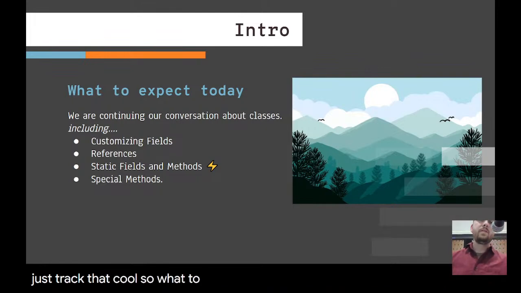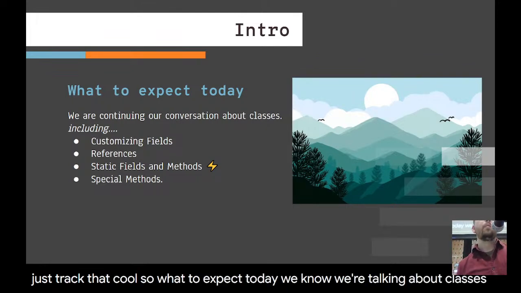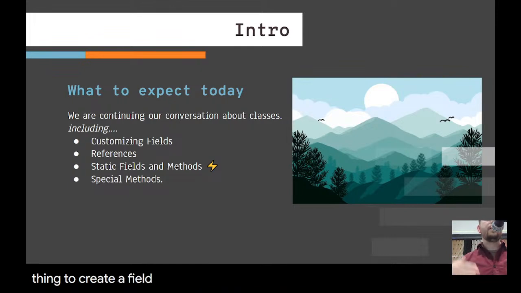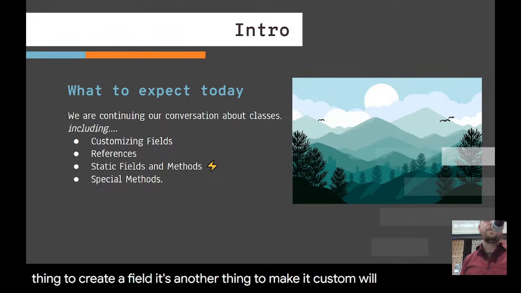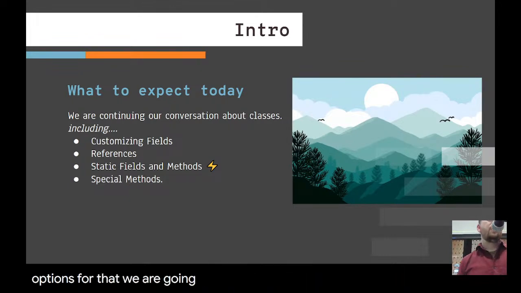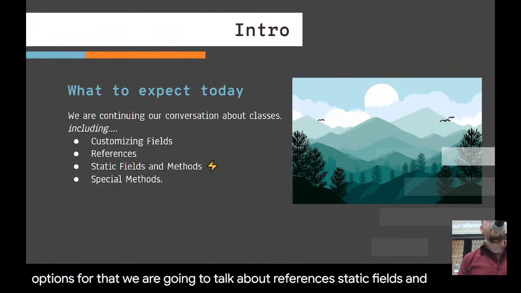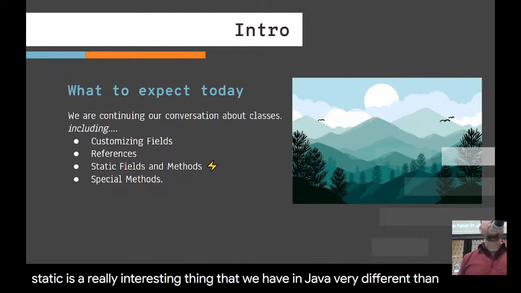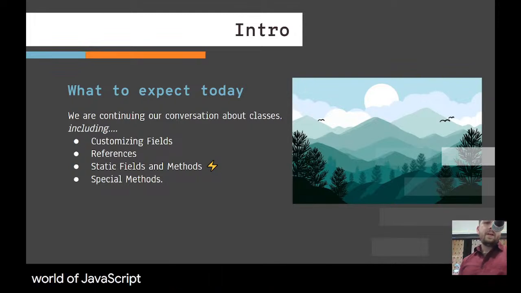So what to expect today? We know we're talking about classes. More specifically, we're going to talk about customizing fields. It's one thing to create a field, and another thing to make it custom. We'll look at different options for that. We are going to talk about references, static fields, and methods. Static is a really interesting thing that we have in Java, very different than the world of JavaScript. And then we have special methods like toString.